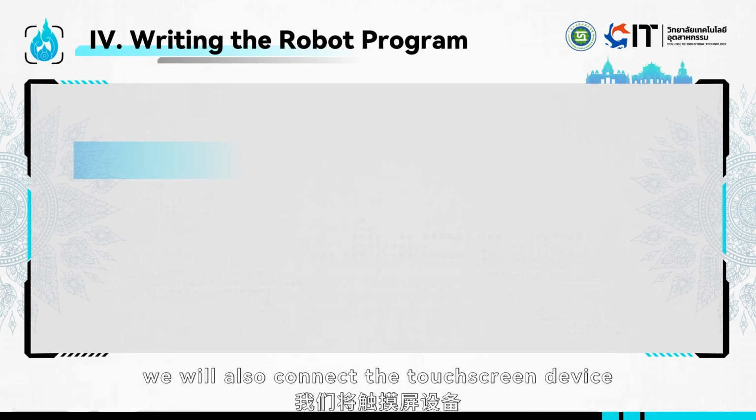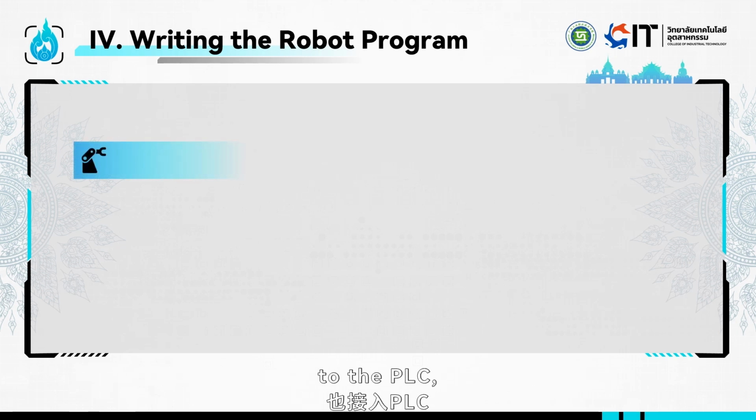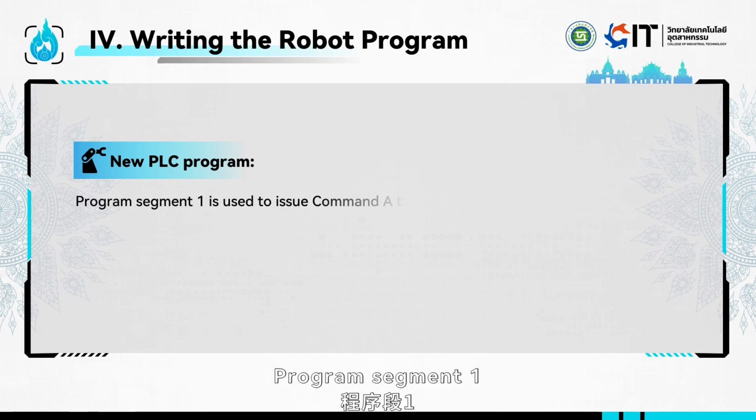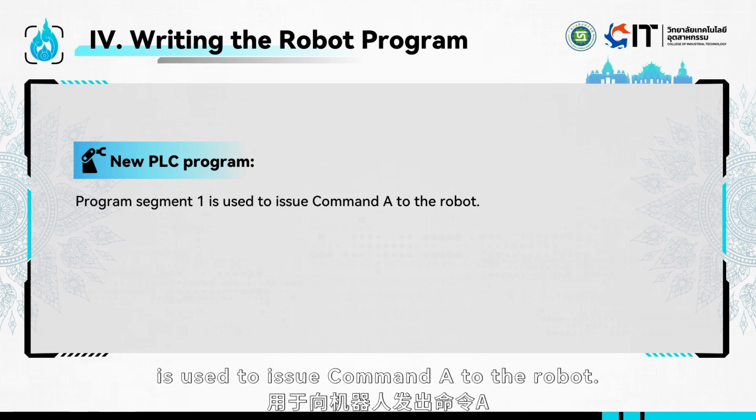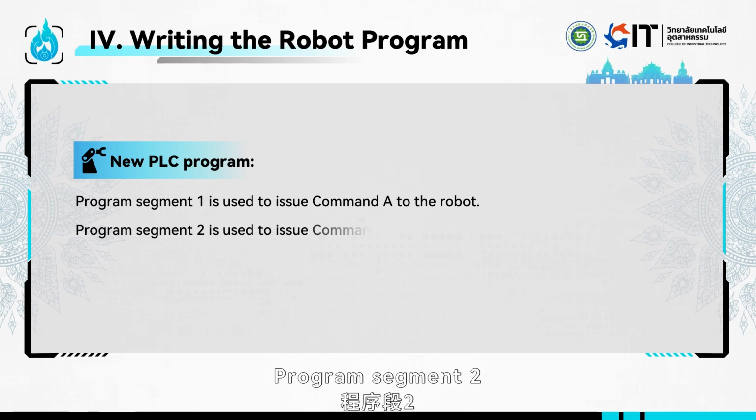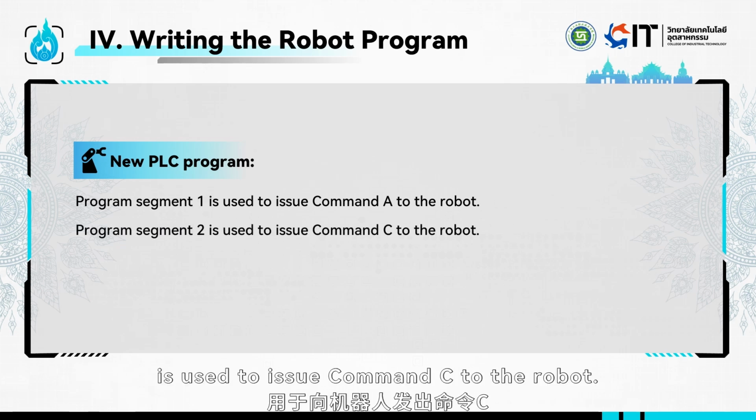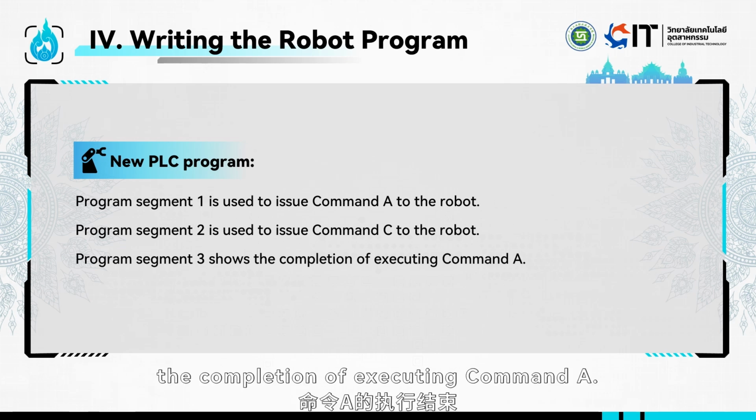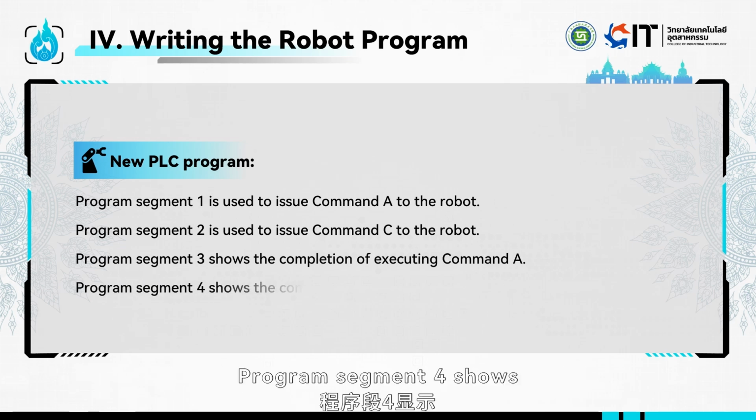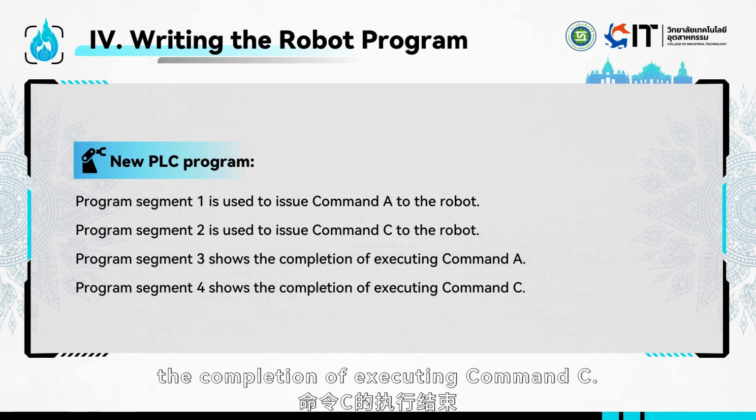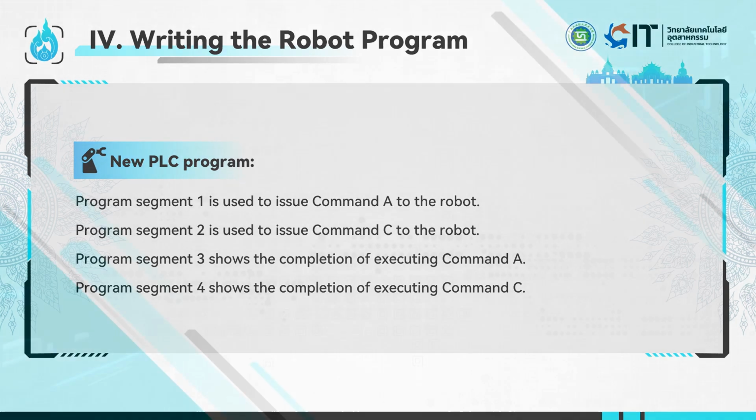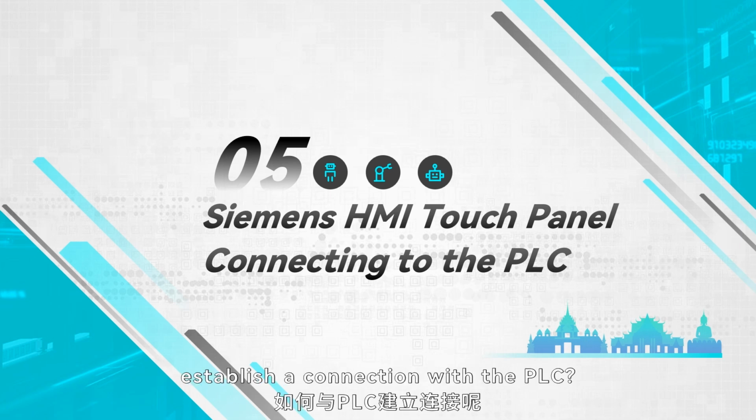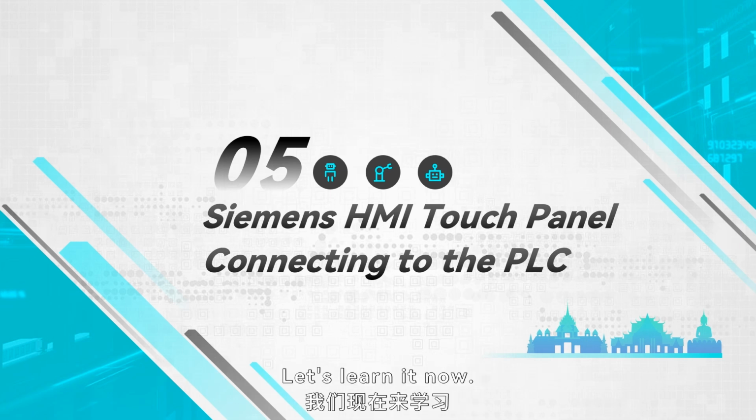In this lesson, we will also connect the touchscreen device to the PLC, so we need to write a new PLC program. Program segment 1 is used to issue command A to the robot. Program segment 2 is used to issue command C to the robot. Program segment 3 shows the completion of executing command A. Program segment 4 shows the completion of executing command C. How does the Siemens HMI touch panel establish a connection with the PLC? Let's learn it now.